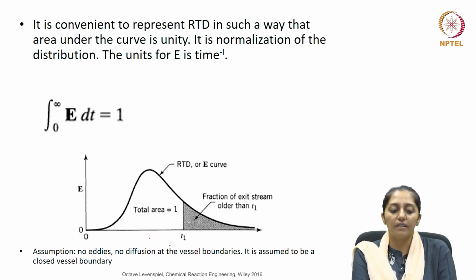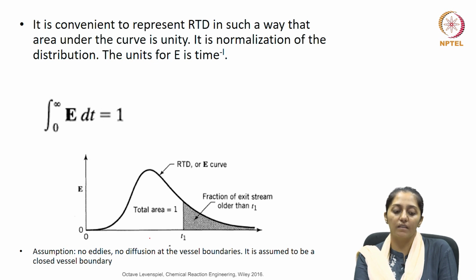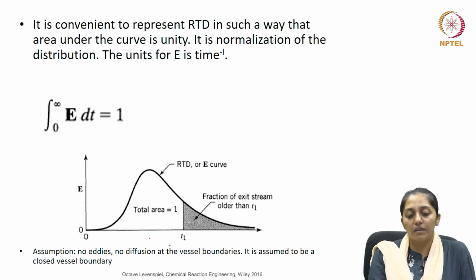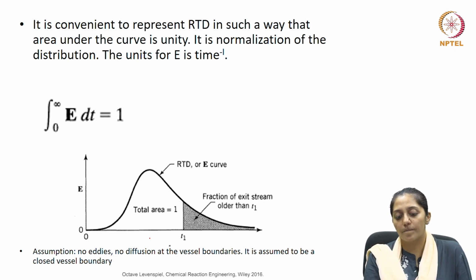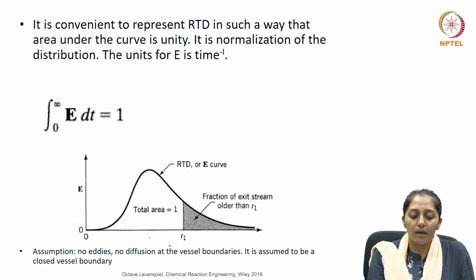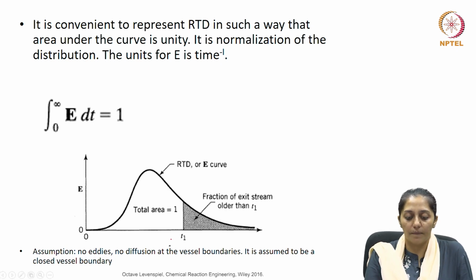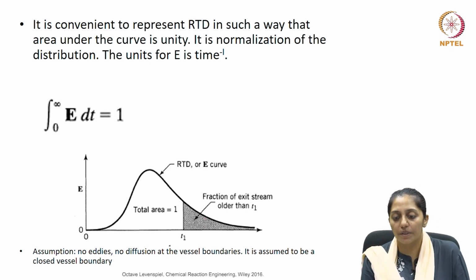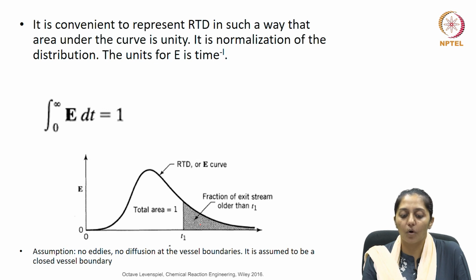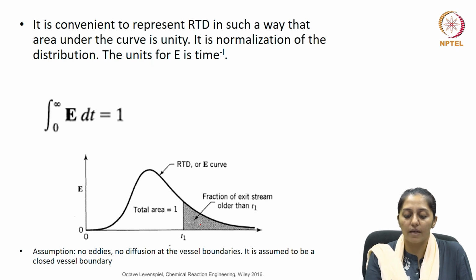Now, it is convenient to represent the RTD in such a way that the area under the curve of E versus time is unity. In a sense, we are trying to normalize the distribution. So, if you make a plot of exit age versus time, then the area under the curve is unity, where the E versus t plot is what is called the residence time distribution, and this is also called the E curve.